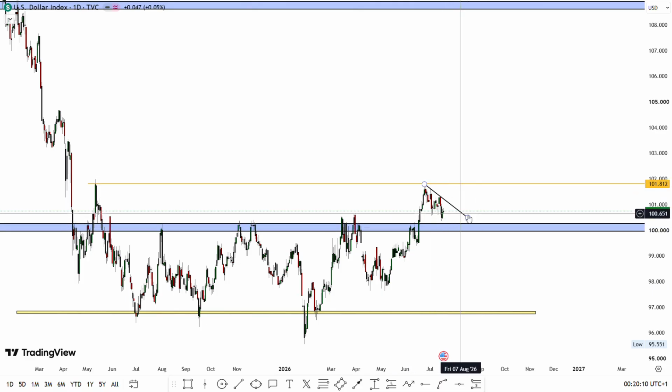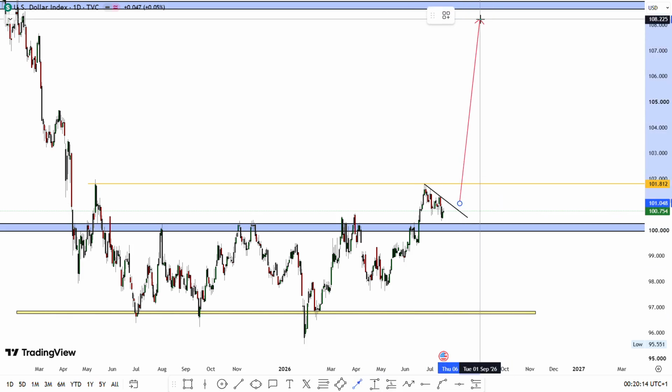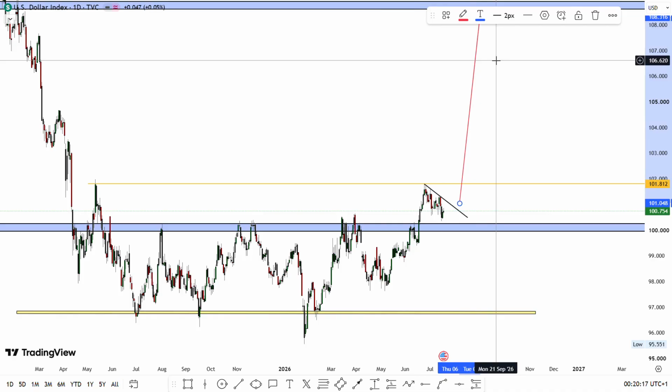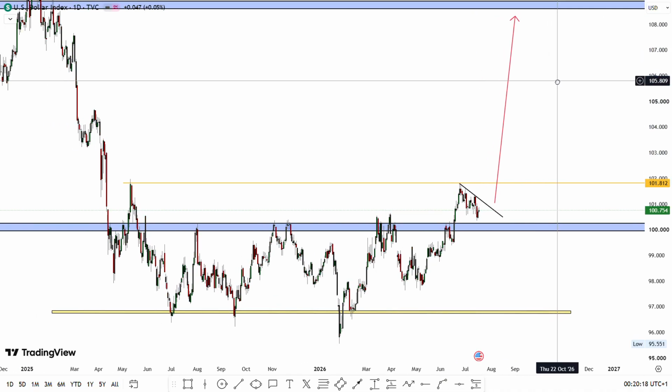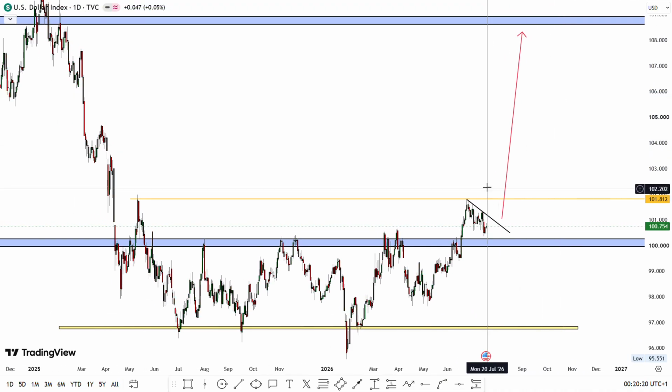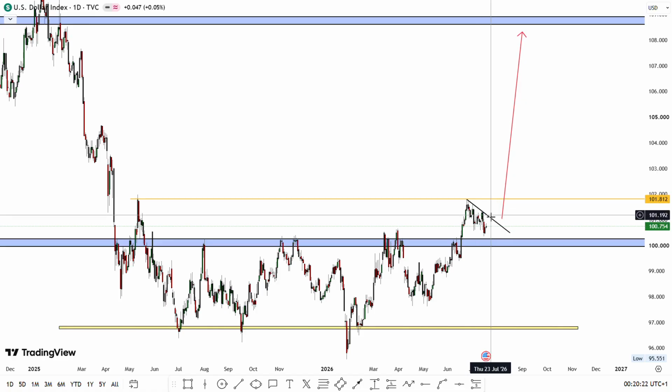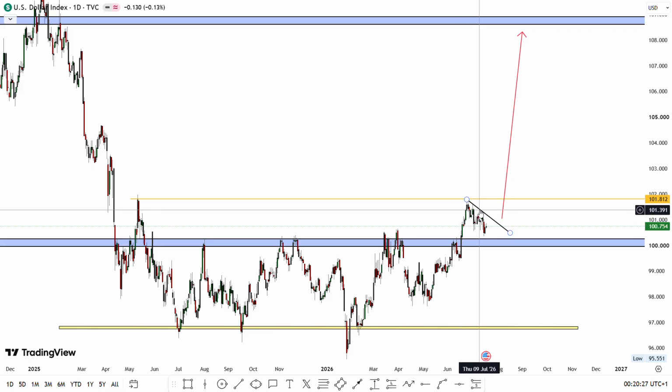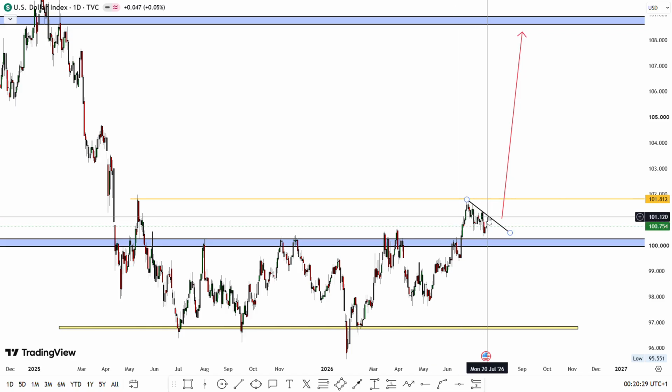So for DXY, the only thing I'm waiting for now is a break. Once we get a break, for those of you asking, oh Michael, where is your lower time frame analysis? Look at it here. It's simple. Don't ask me anything again. Just wait for the market to break.